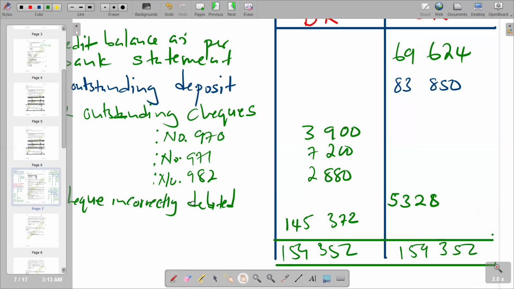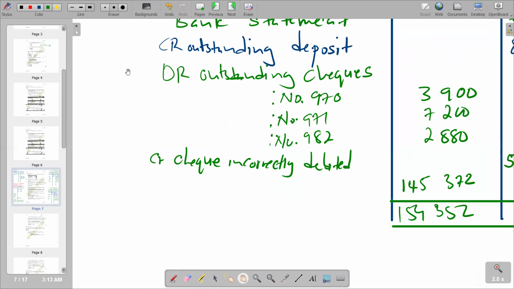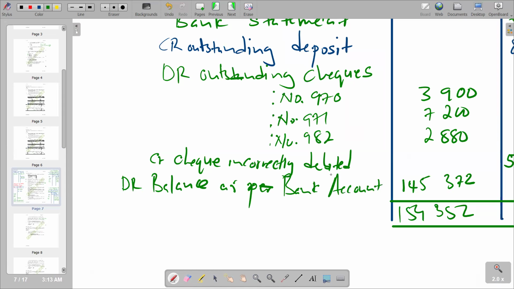So we are saying this is a debit balance as per bank account, 145,372. You also have to take note that to say we have reconciled correctly, the final balance that you are going to get in the bank reconciliation, which is this one, is supposed to be the same balance that you should have in your bank account.